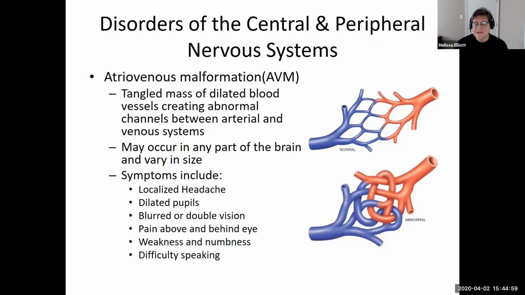You can have these anywhere, but they occur most often in the brain. They can be small and they can be very large. The symptoms a lot of times will depend on where they are in the brain and how large they are. The symptoms are going to include a localized headache in the area of the brain, dilated pupils, blurred or double vision, pain above or behind the eye, weakness and numbness, and then difficulty speaking.